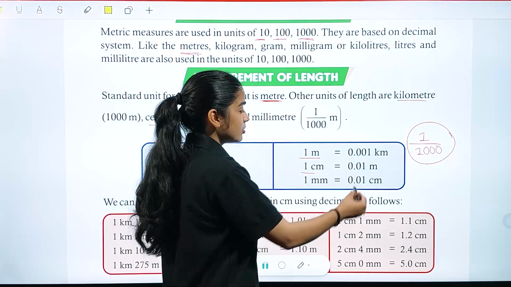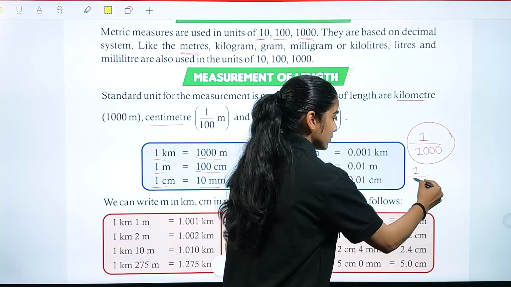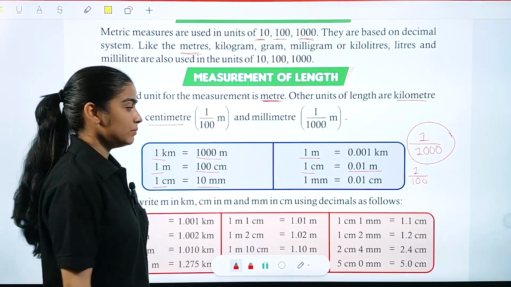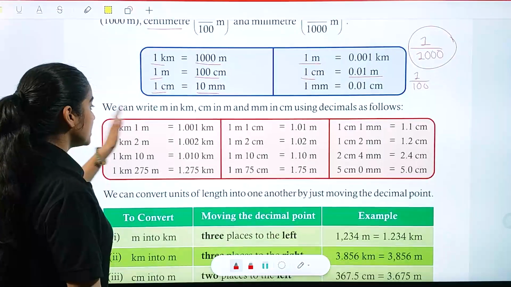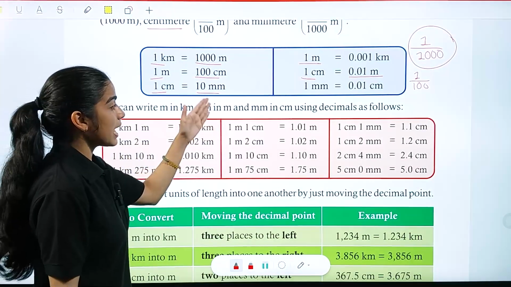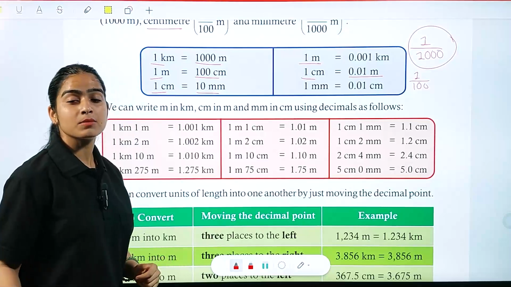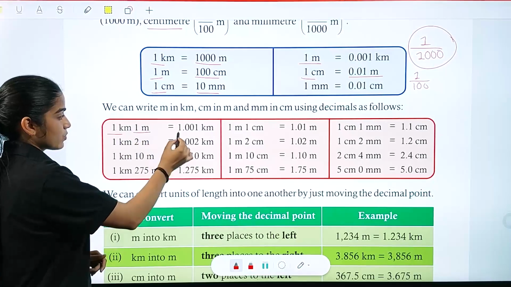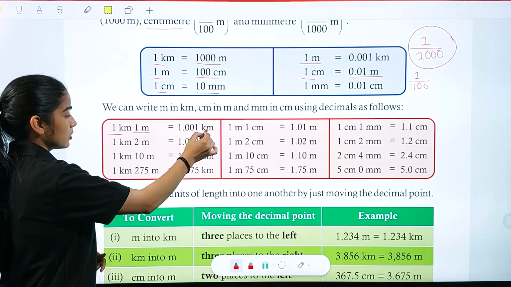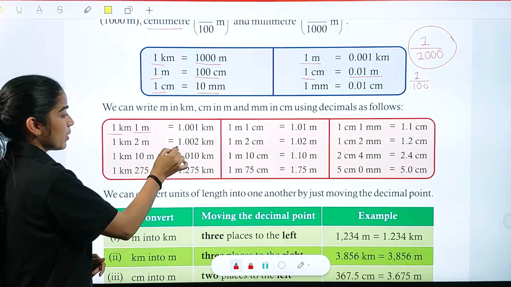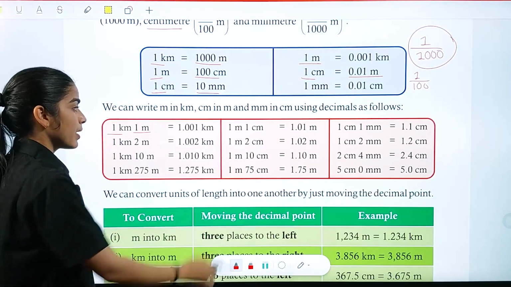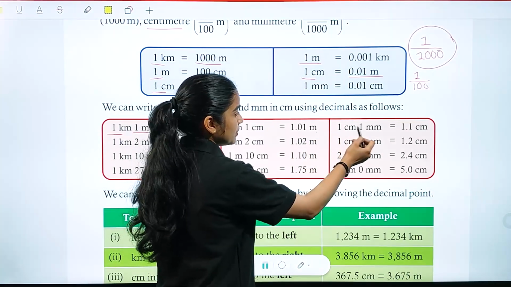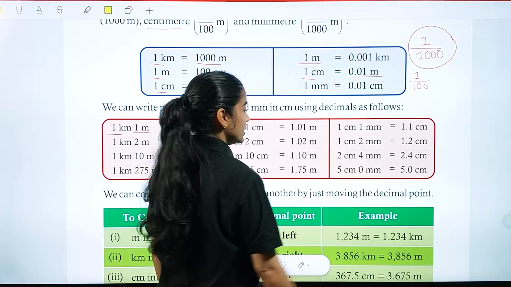Now 1 centimeter. In this case we have to write 1 by 100, so we are representing it as 0.01 meter. Now we can write meter in kilometers, centimeter in meter and millimeter in centimeter using decimals as follows. So this is 1 kilometer, 1 meter: 1.001 kilometer. 1 kilometer, 2 meter: 1.002 kilometer. 1 meter, 1 centimeter: 1.01 meter. 1 centimeter, 1 millimeter: 1.1 centimeter.